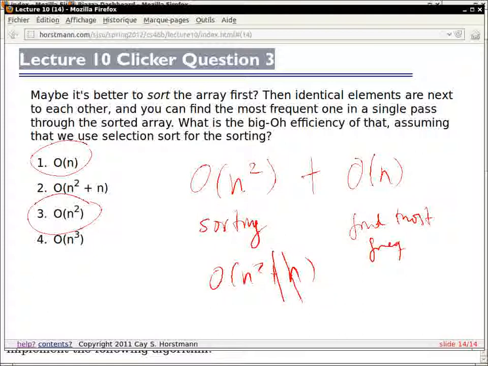But as we'll see on Tuesday, there is a better and cheaper way to sort. And that will in fact make this scheme much better than the one that I outlined.